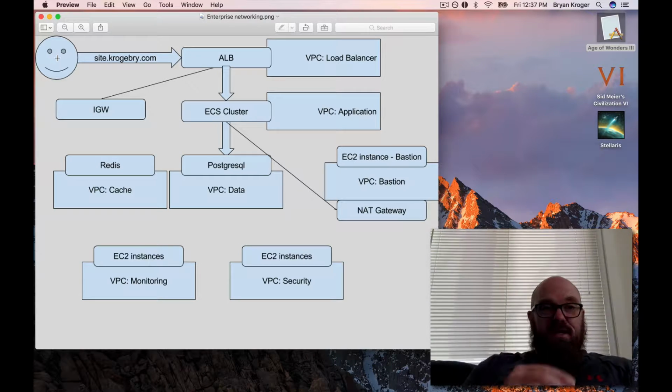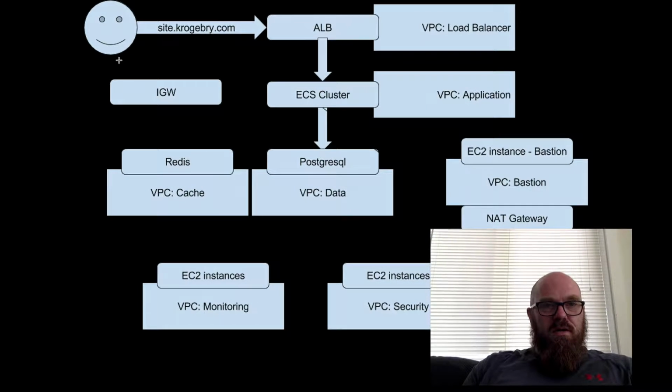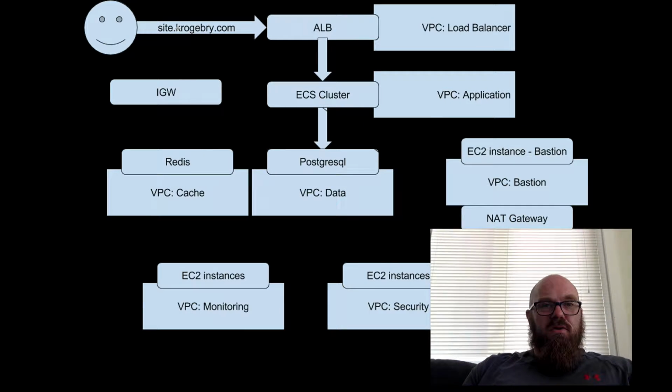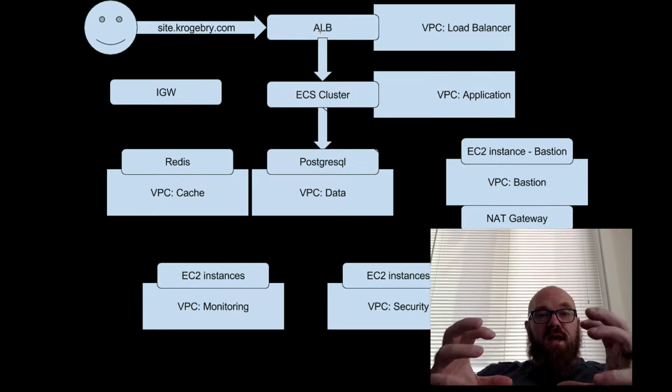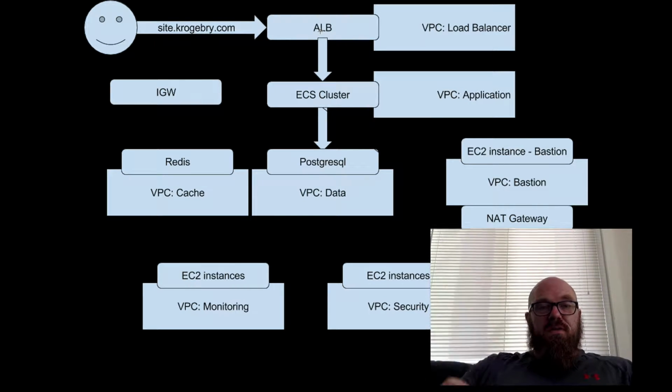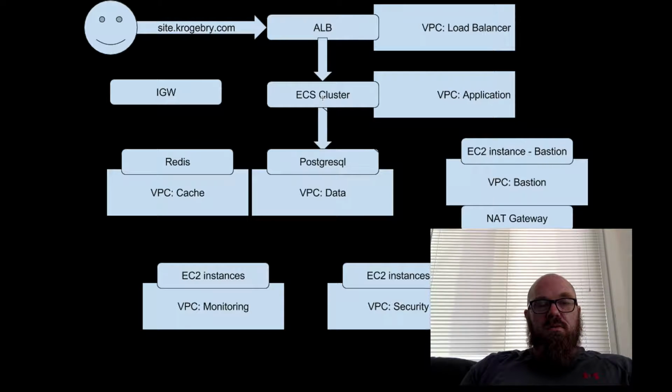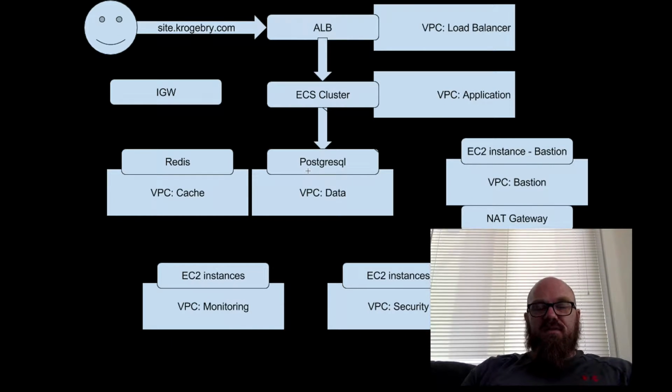On the top left here, we see, let me make it full screen here, our happy little user up in the top here. There's our user. It's going to go to site.crojibright.com. It could be whatever site. Here we're going to have an ALB that's going to go to an ECS cluster, and that's going to talk to some database stuff on the back.